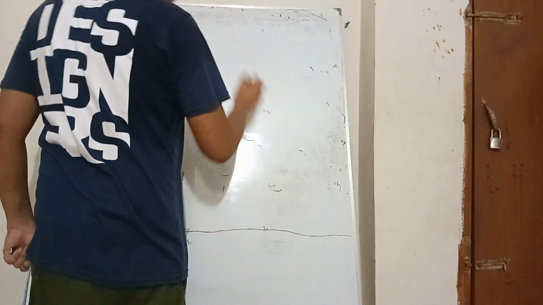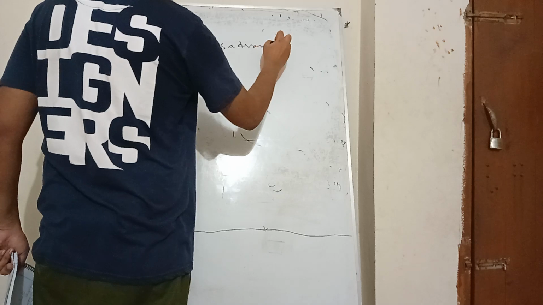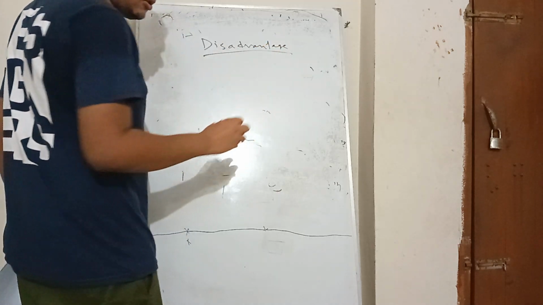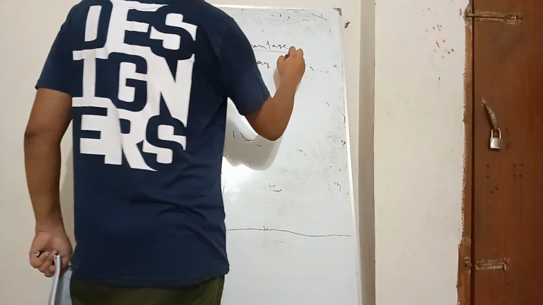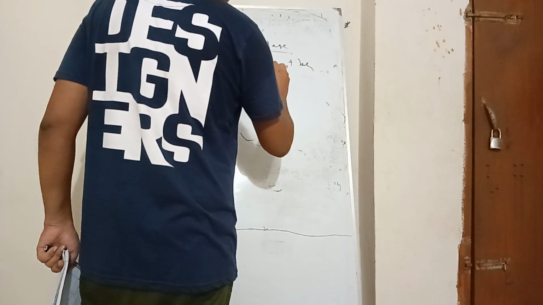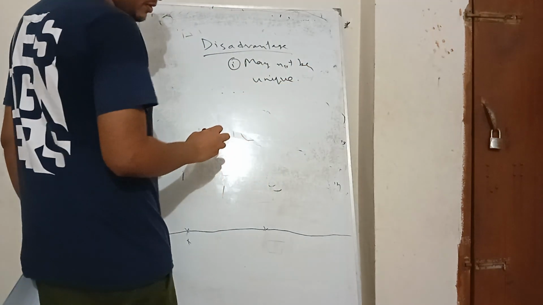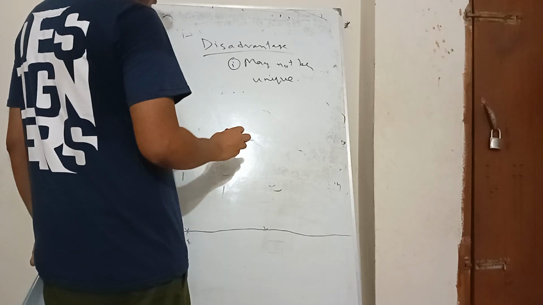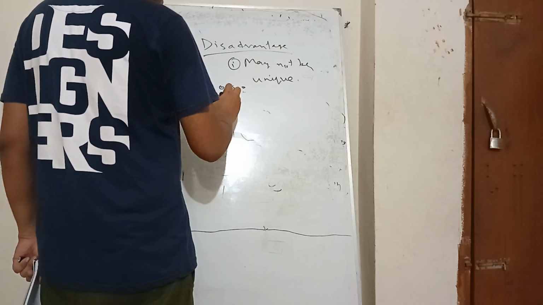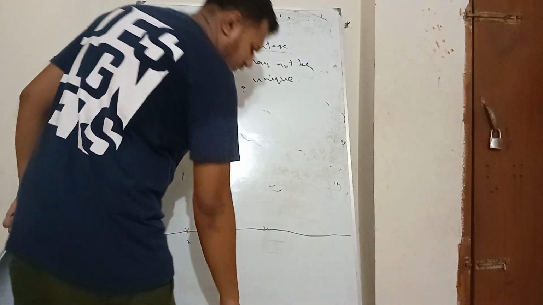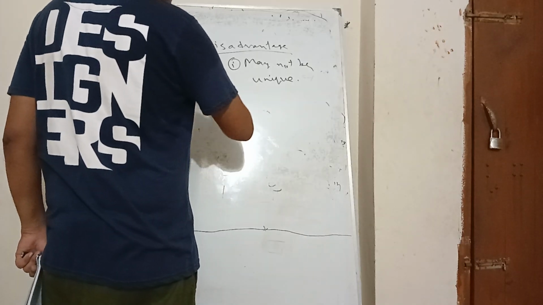What is the disadvantage? Topological sort may not be unique, because, as we have previously seen, multiple vertices can have in degree 0, so we can remove any of the vertices. So this is not always unique.